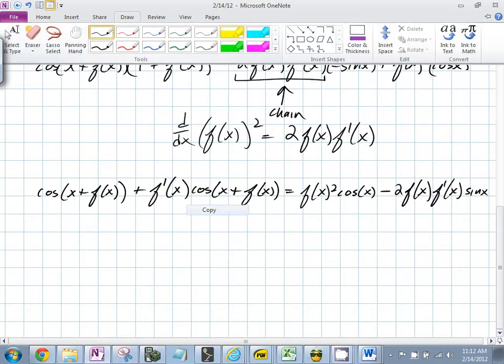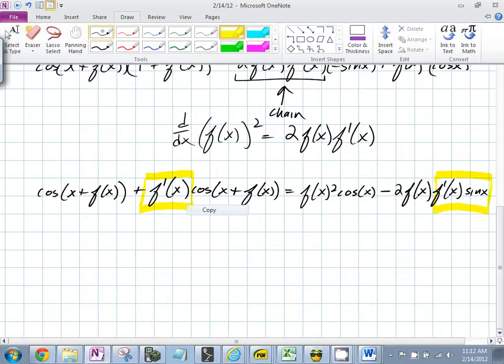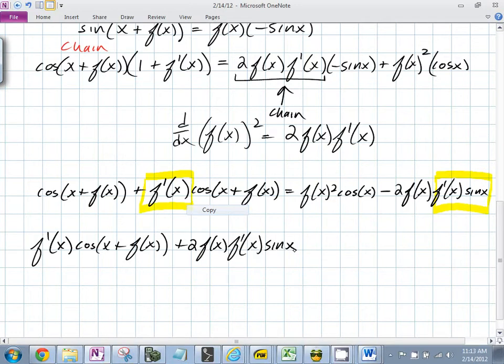So what am I going to do? What do I have to do first? You've literally done this 100 times. How do you solve? It's in two places. You get them all on one side. Thank you, kids. F prime of x cosine of x plus f of x plus 2 f of x f prime of x sine x equals f of x squared cosine x minus cosine x plus f of x. All I've done is rearrange. I've done no calculus for the past two lines.